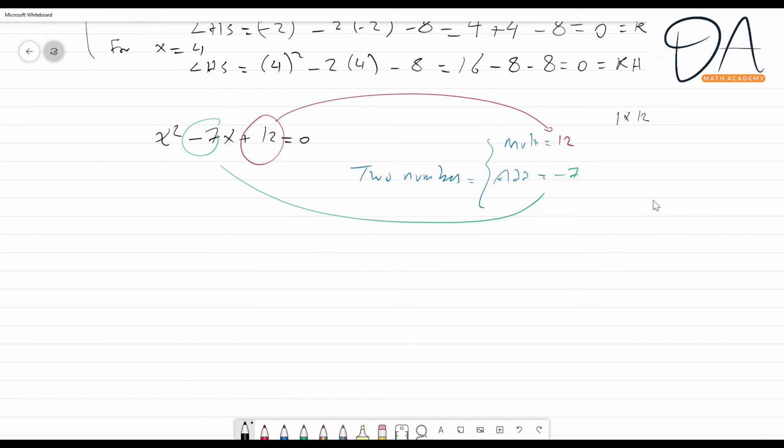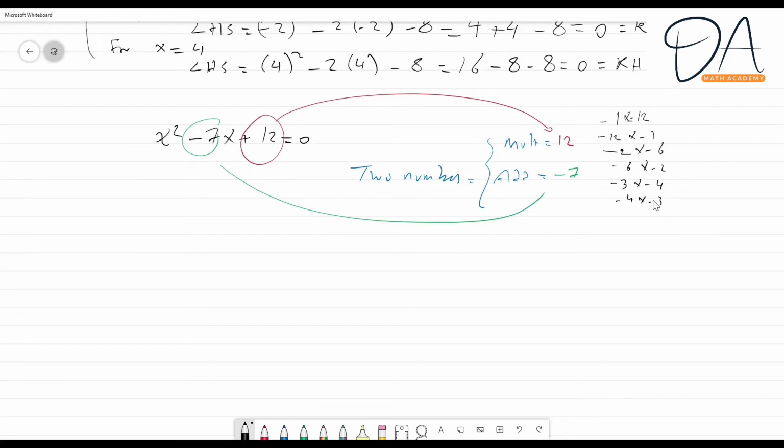Now, since the summation is minus 7, we know that this is correct in terms of multiplication, but it will be a waste of time to consider all of these positive terms. So we can go directly to the negative values. So you can say minus 1 times minus 12, and then you can also say minus 12 times minus 1. It doesn't matter in this case. And also minus 2 times minus 6, or minus 6 times minus 2, and minus 3 times minus 4, or minus 4 times minus 3.